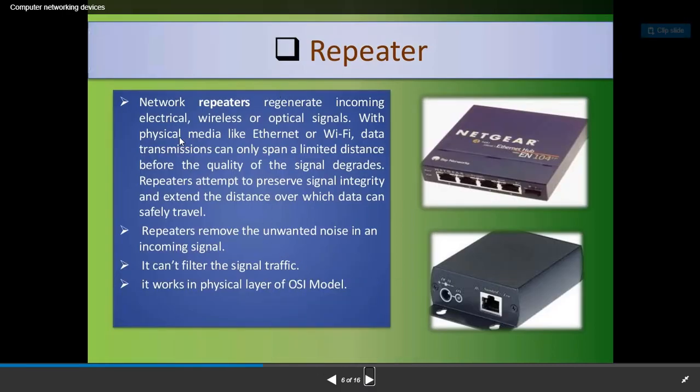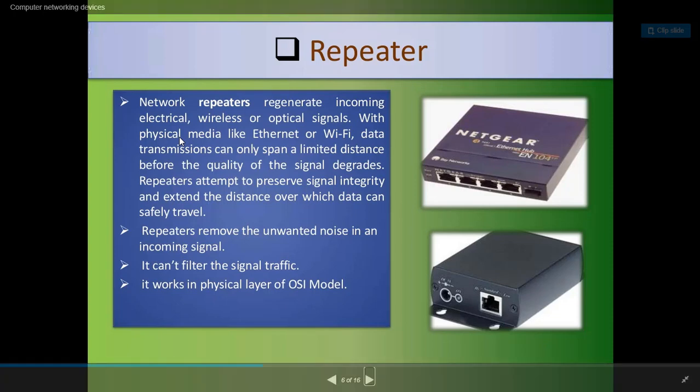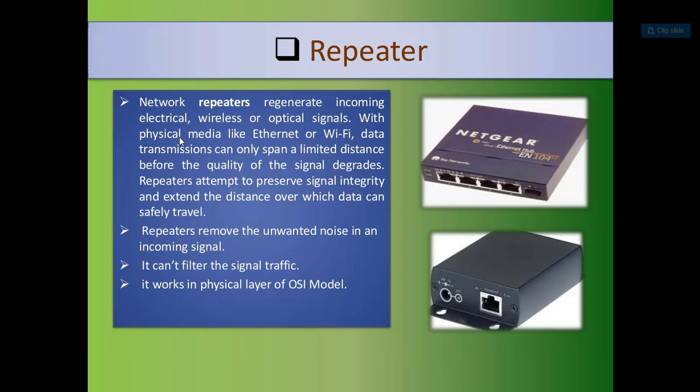Now coming to the repeaters. Network repeaters regenerate incoming electrical, wireless or optical signals. With physical media like Ethernet cable we are talking about, or Wi-Fi, data transmission can only span a limited distance before the quality of the signals degrades. So basically, over a certain distance, your signals which we have transmitted will dilute or get weakened due to interference or due to resistance. Many environmental factors are there, so it is degraded.